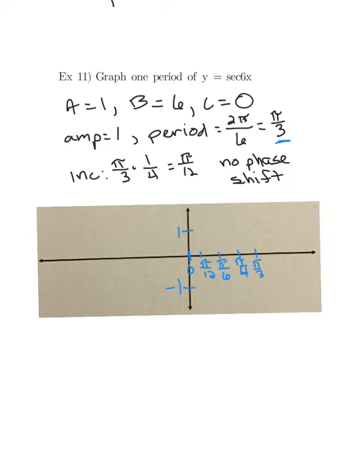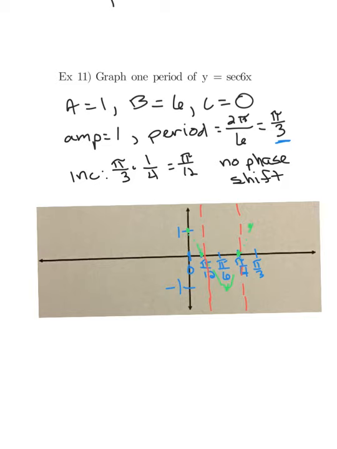So the first thing we're going to do is sketch a cosine, which starts up at 1, goes to 0, down to -1, back up to 0, back to 1. So here is your cosine graph. Now, where you have the zeros at pi over 12 and pi over 4 will be your vertical asymptotes.